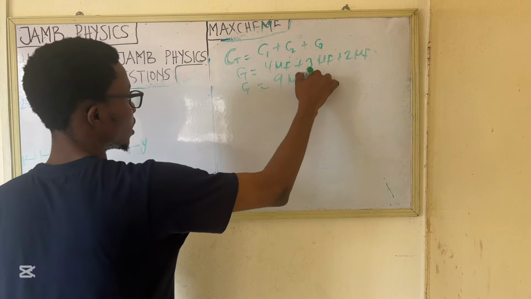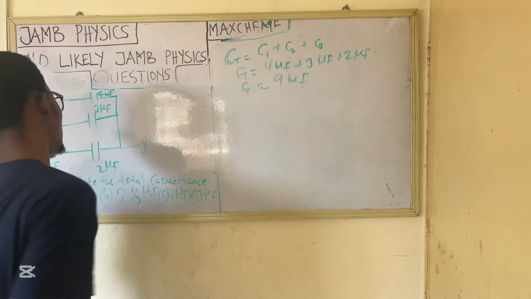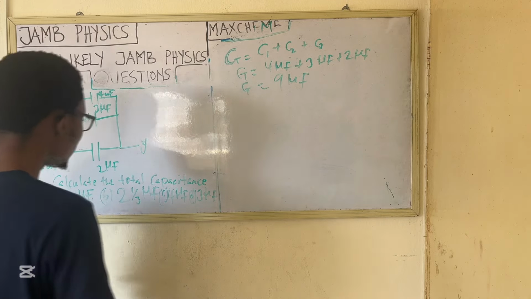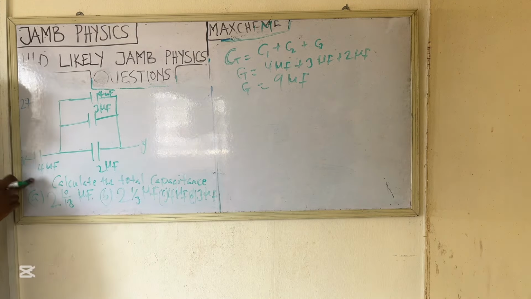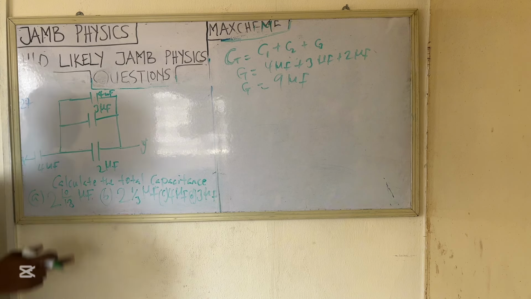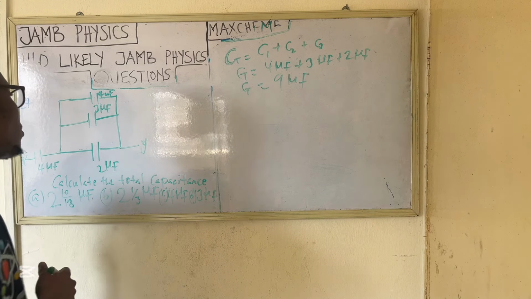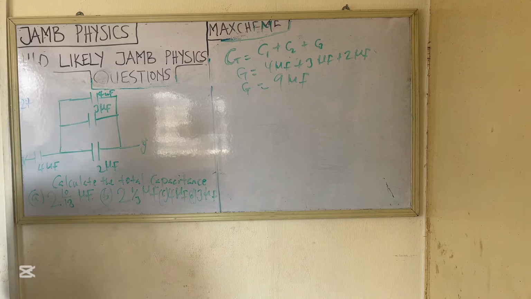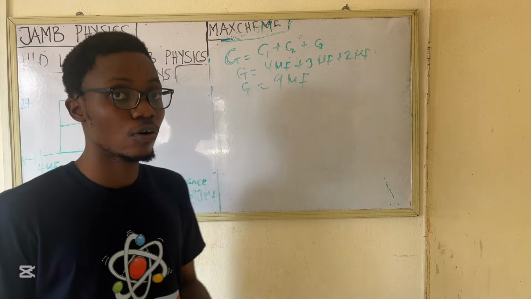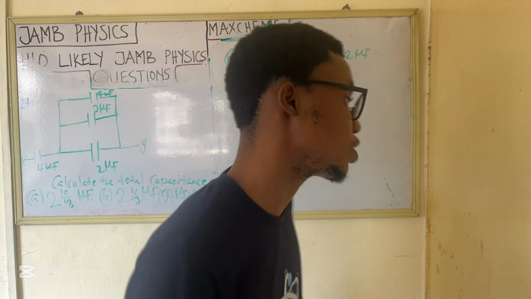9 microfarad. That is for the parallel. Why do we only have one? I get it now. We only have one series, which is the 4 microfarad. So in this case, to get the total capacitance of the capacitor, you have to use this.